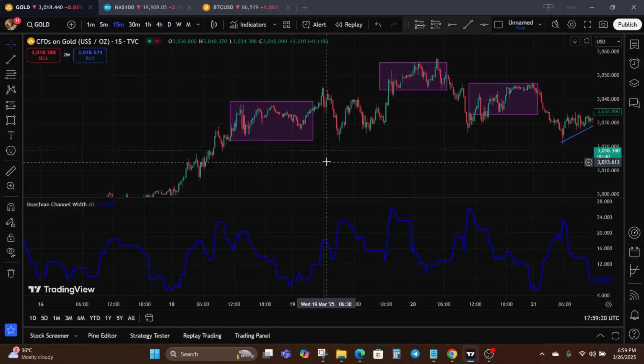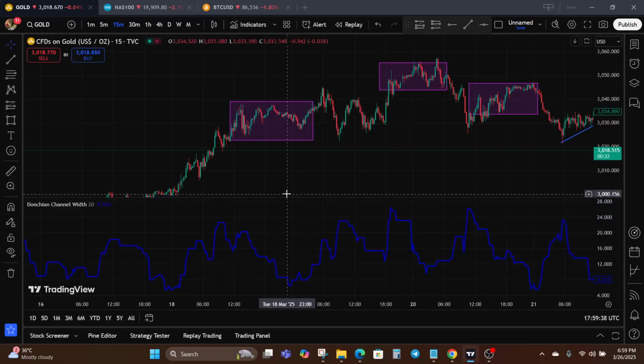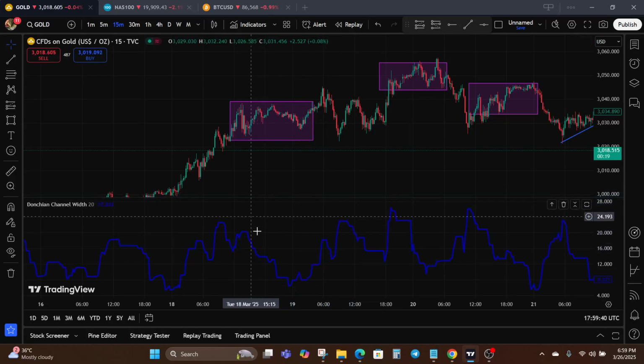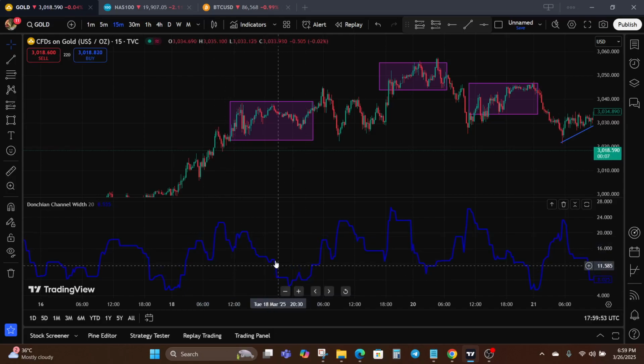Now, how do you use the Donchian Channel Width in trading? The Donchian Channel Width indicator is quite an effective tool for spotting breakout opportunities and identifying trend strength. Here's how traders can use it in identifying low volatility zones. When it falls, it signals that price action is becoming tighter.